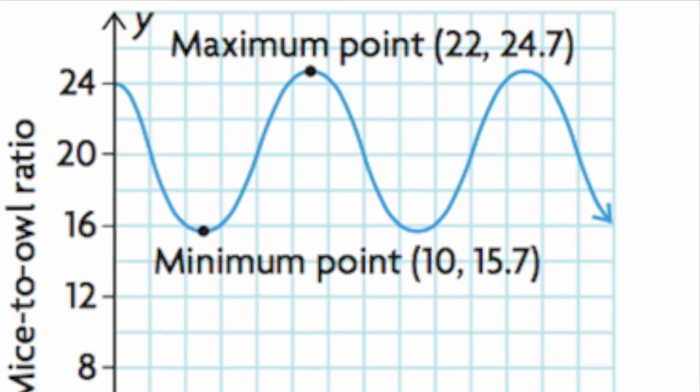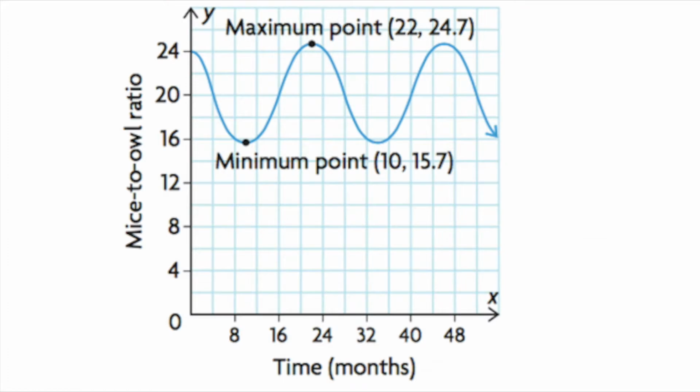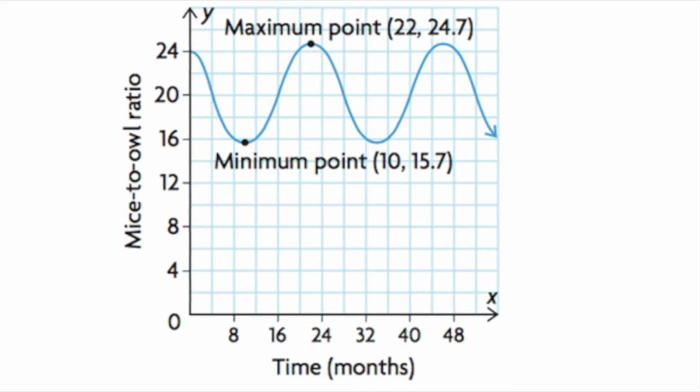Make sure you are looking at the cosine function where the graph is at its maximum point, not in the middle. The positive cosine function starts at 22 on the x-axis and ends at 46 on the x-axis. The difference is 24, meaning the period is 24 months.